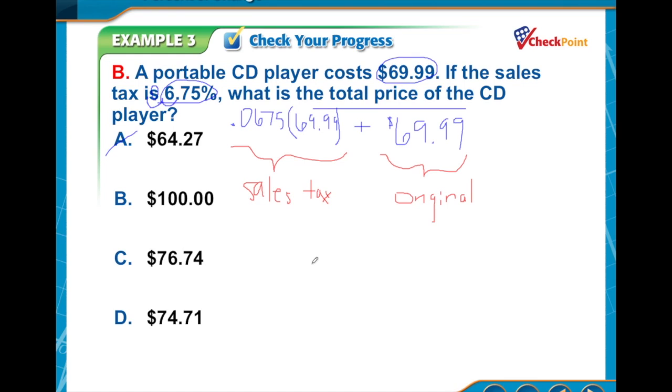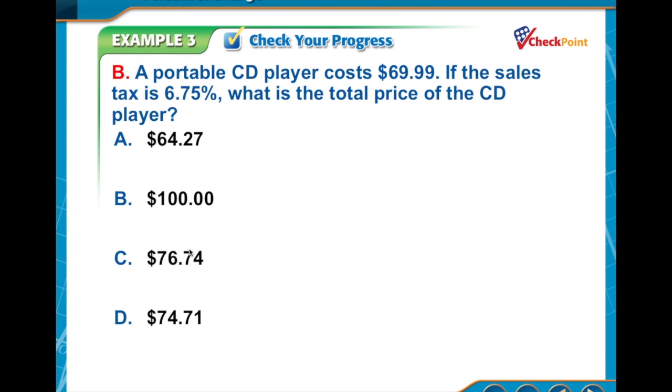So you can plug this into a calculator and get that value. Okay? I know $100 is way too high. So using a calculator, we could find which one of these two answers is correct. And if you do that and follow along, you'll find the answer to be $74.71. This is a little under $70 plus 6.75% of that, which gives us this amount here. Using the sales tax, we know it's going to be a slight increase.